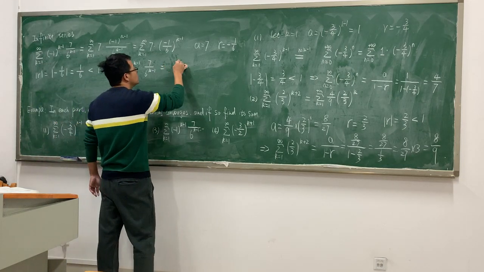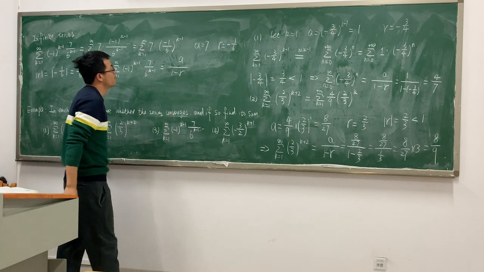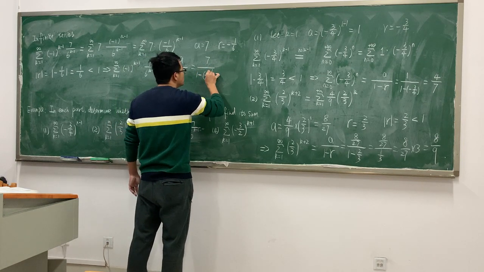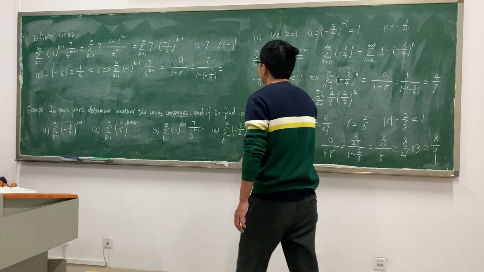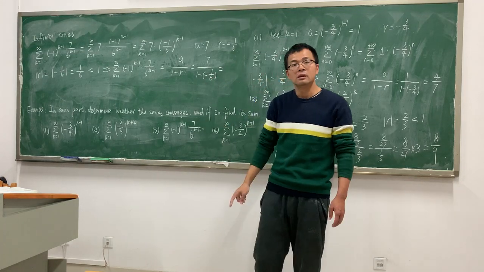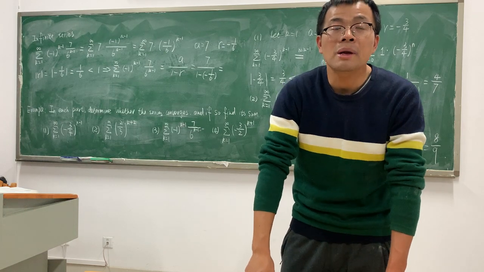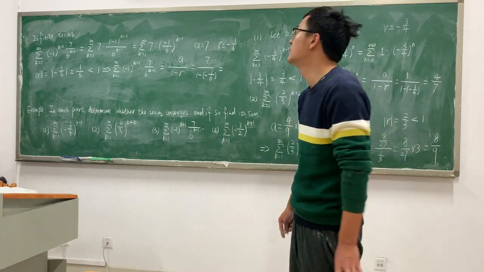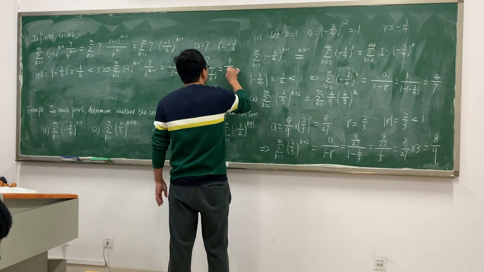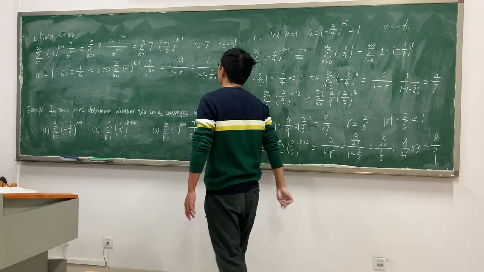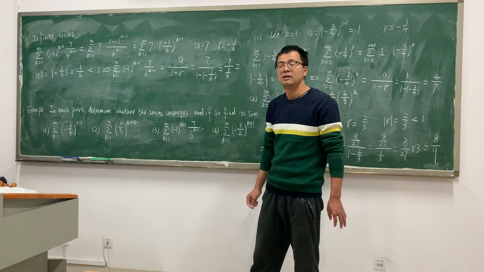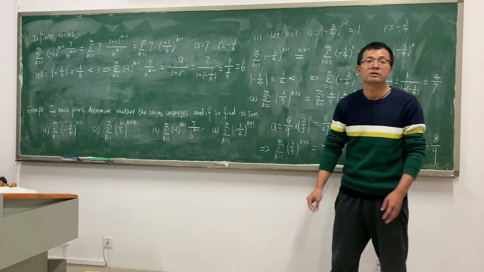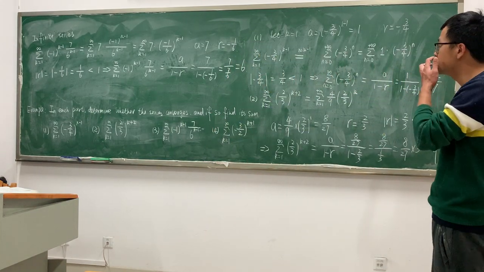equals A over 1 minus R. A is 7, and R is minus 1 by 6. So the result is 7 over 1 minus minus 1 by 6, so 1 plus 1 by 6, which is 7 by 6. So 7 divided by 7 by 6 is 6. So this converges to 6. So this is number 3.